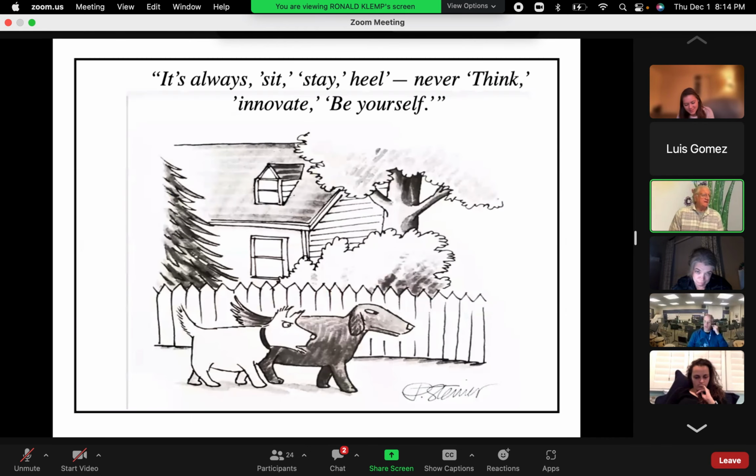Again, we want kids to think more critically and inspire their thinking. Unlike these guys, it's always sit, stay, heel, never think, innovate, be yourself. We want to give them the opportunity to move beyond just that simple thinking.